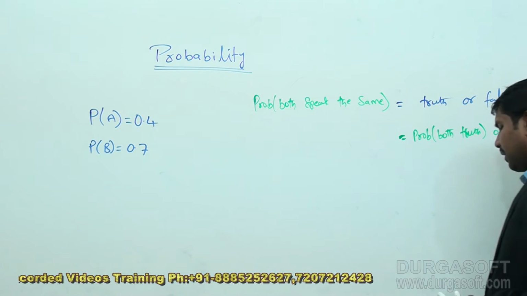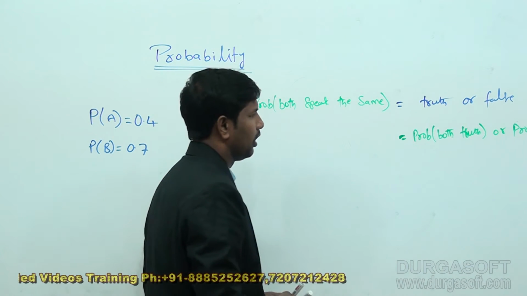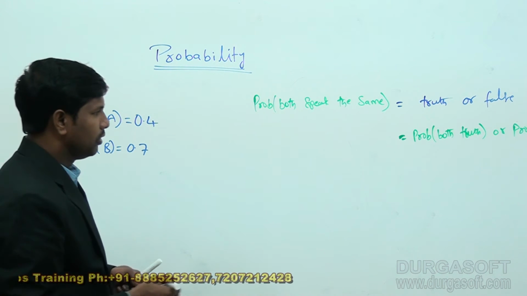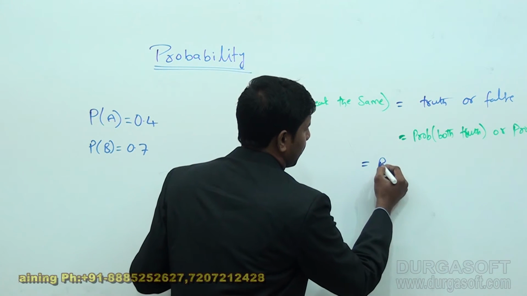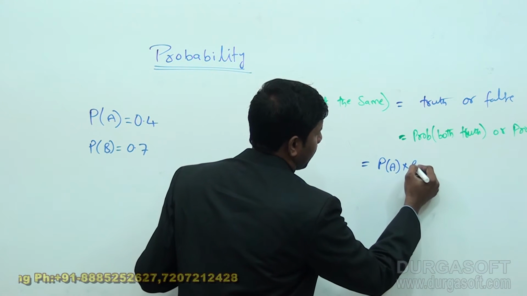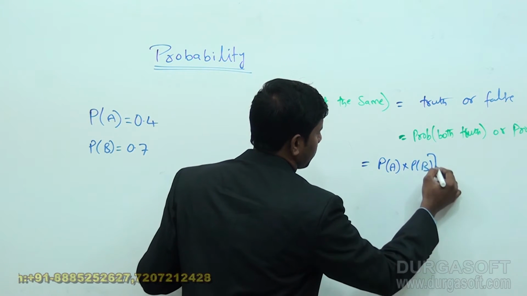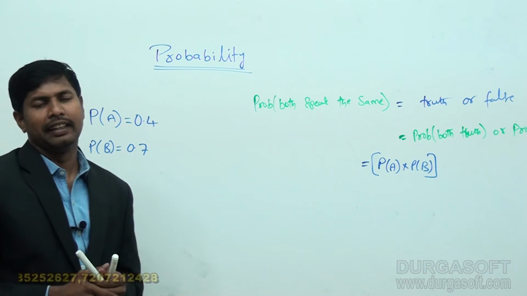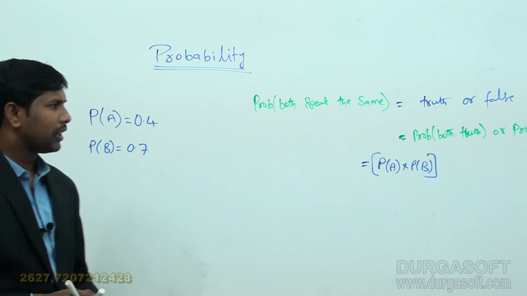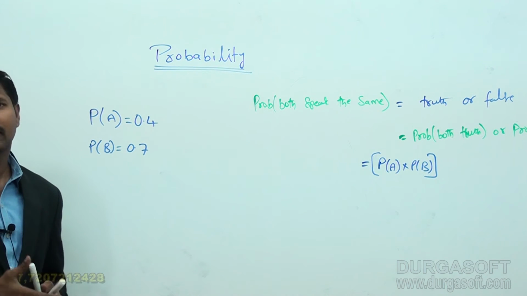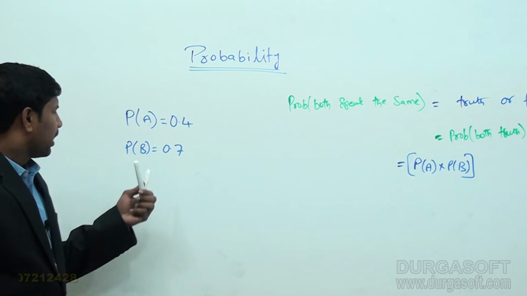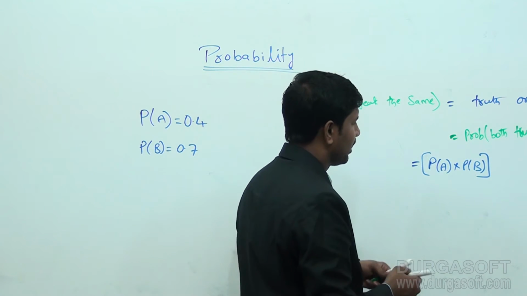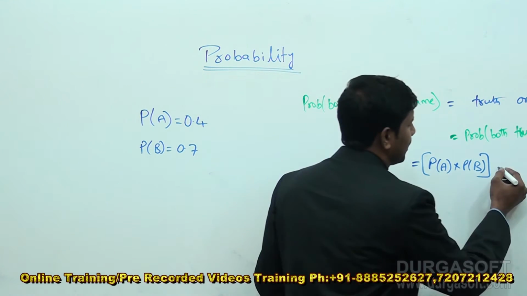Let us see how we can calculate these values. We already calculated the probability of both speaking the truth. It is equal to the probability of A times the probability of B, because speaking truth is an independent event. Both speaking truth at the same time is what we are asking. So the probability of A and the probability of B are simply independent events, as we discussed earlier. So here you can take directly OR as plus.